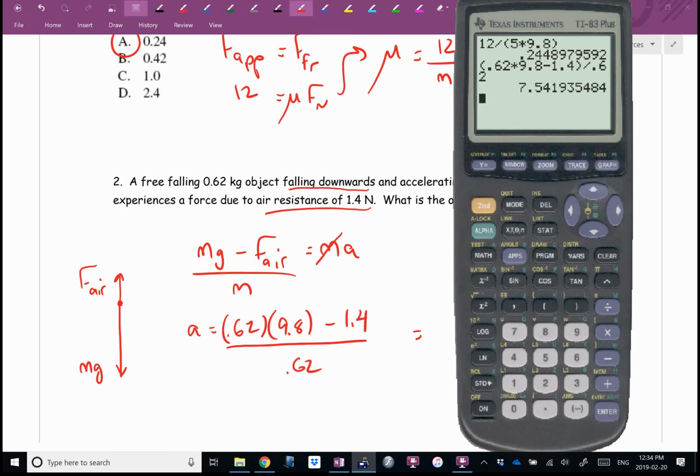Do you get 7.54? I knew it was going to be less than 9.8 because in a vacuum with no air resistance, it would be 9.8. And I figured there's not much air resistance, so it would be close to 9.8.